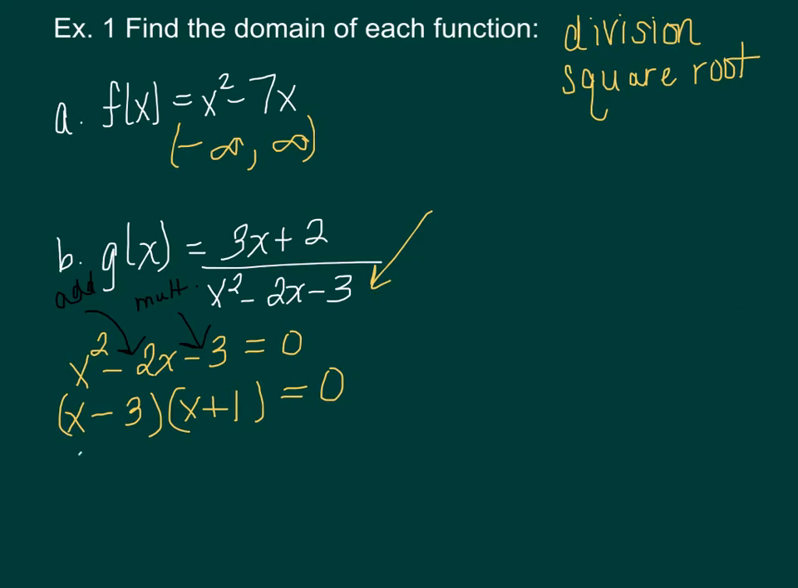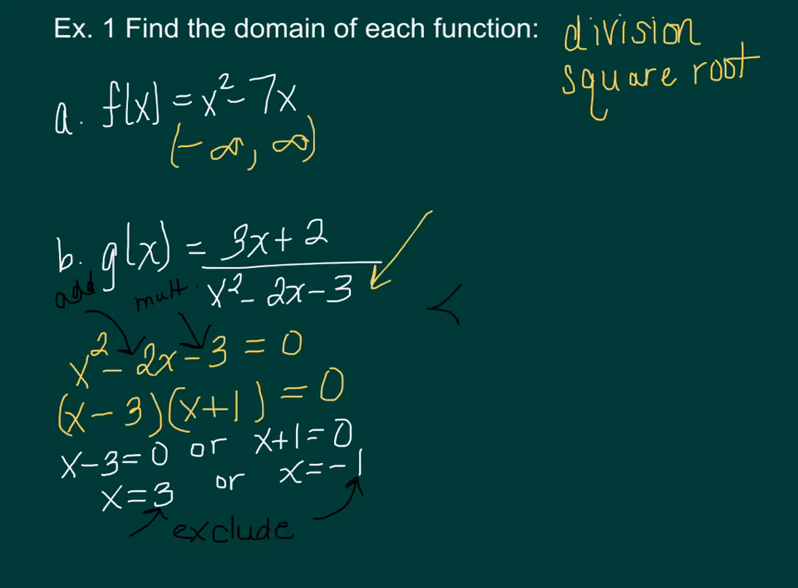So I'm going to set each one equal to 0. So we have x minus 3 or x plus 1. Okay, here x would be 3, or x could be negative 1. These numbers we have to exclude from our domain.